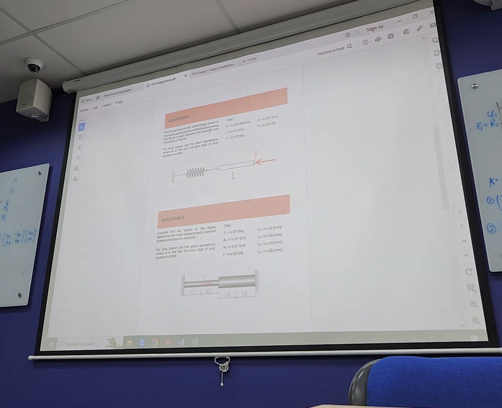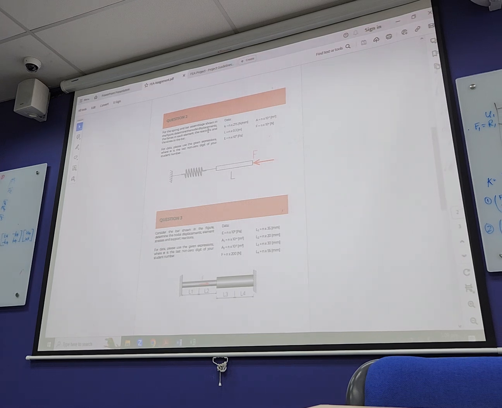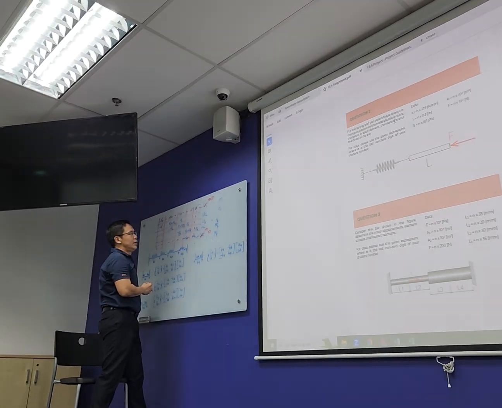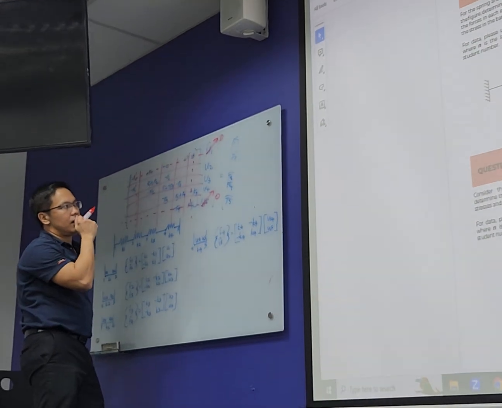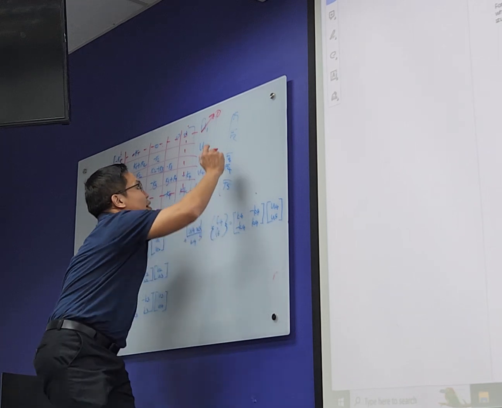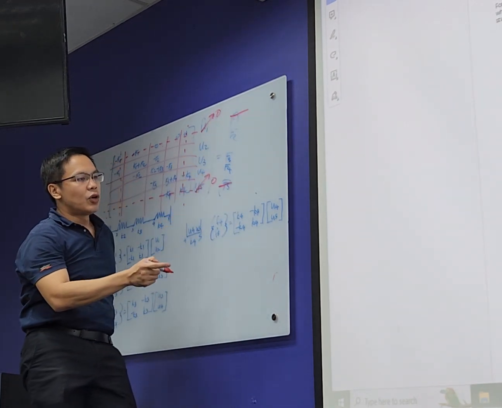I'm solving the 3 by 3 matrix. This is equal to 0. This is equal to 0. Correct? So I'm taking out this, and this, and this and this. After that, what else can I do to simplify this? So I'm taking out this, correct? I'm taking out this, I'm taking out this, correct?